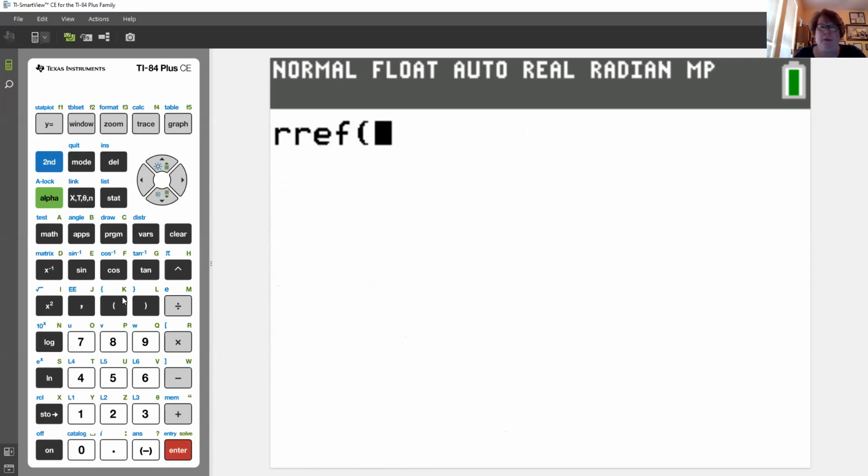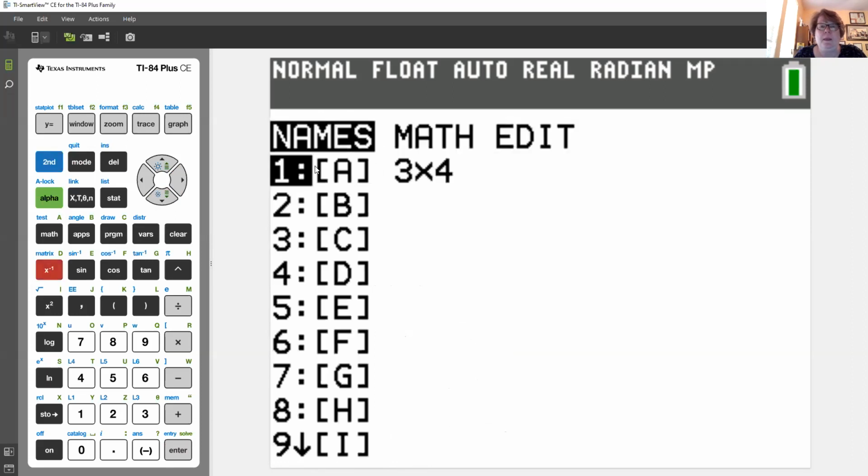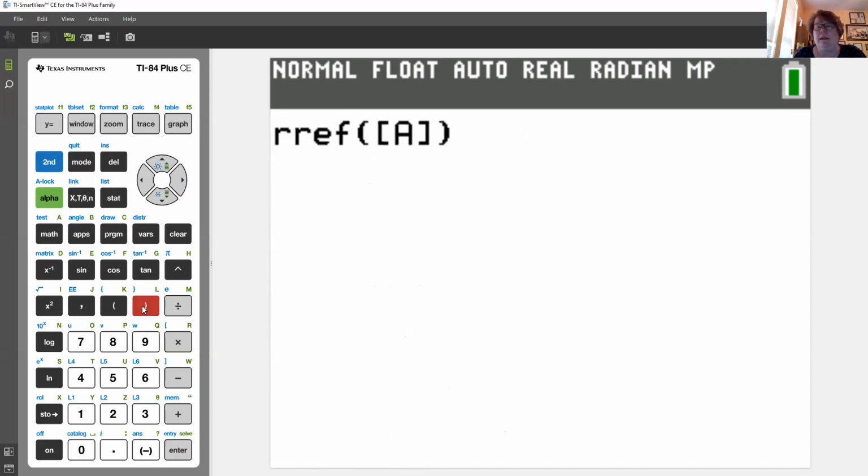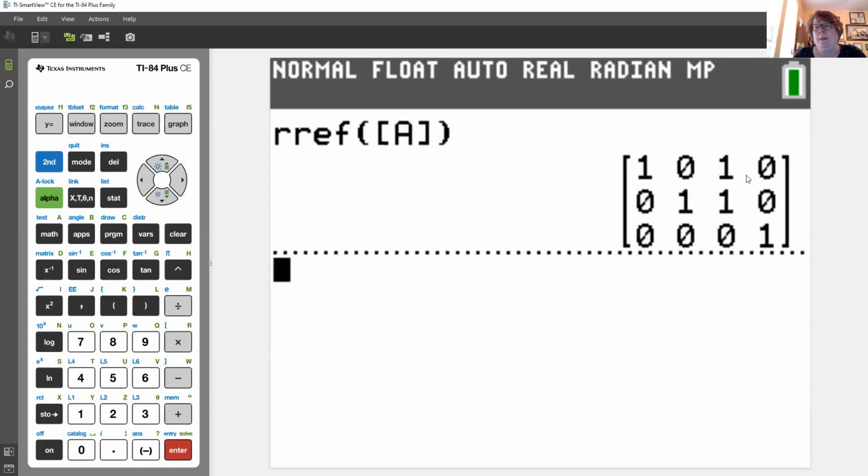Hit enter. Now what matrix am I going to perform reduced row echelon form Gauss-Jordan elimination on? Well, that was matrix A. So I'm going to go back to my matrix menu, number 1. So I'm going to hit enter, close my parentheses because that's a good habit to be in, and hit enter. All right, now let's look at the resulting matrix.